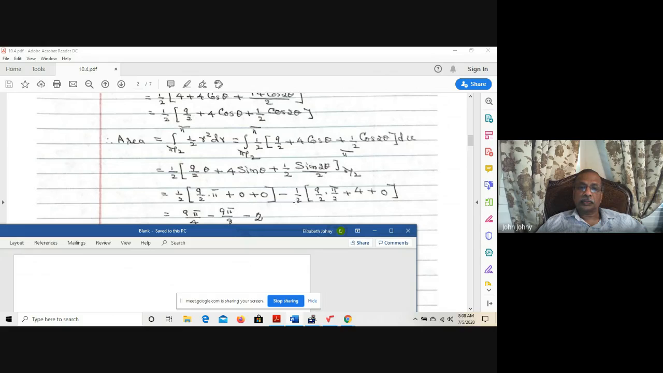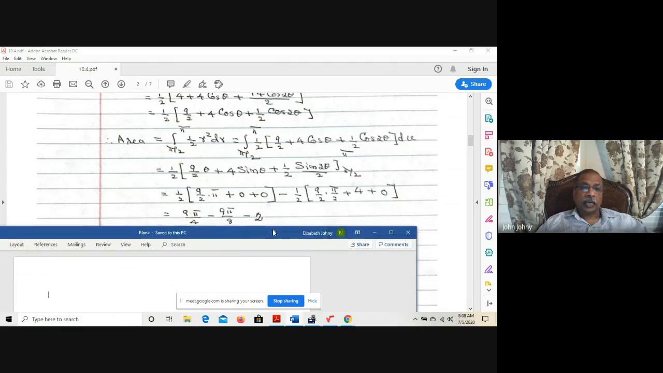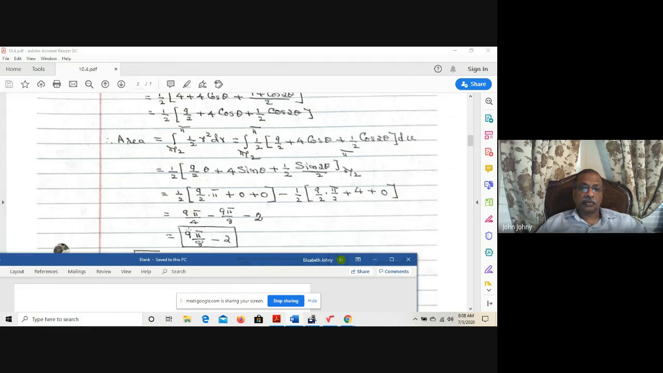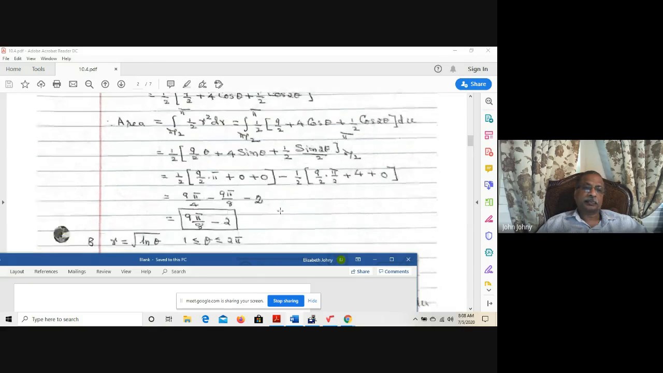How do you get a 2? When you distribute this 1/2 to 4, minus 1/2 times 4 is minus 2. And now you simplify. You need a common denominator here. Multiply by 2 over 2. So you get 18 pi over 8 minus 9 pi over 8, which is 9 pi over 8 minus 2. And that is the answer: 9 pi over 8 minus 2.